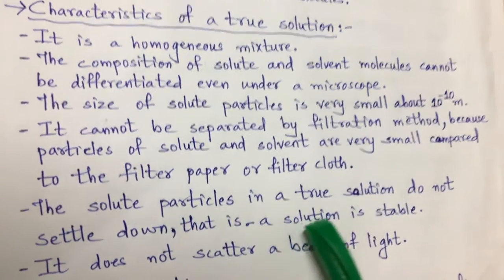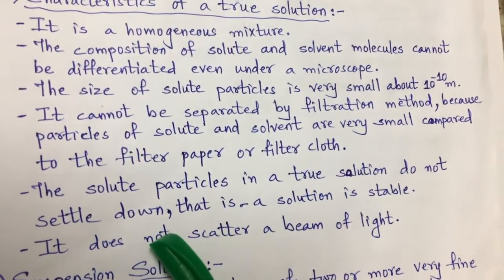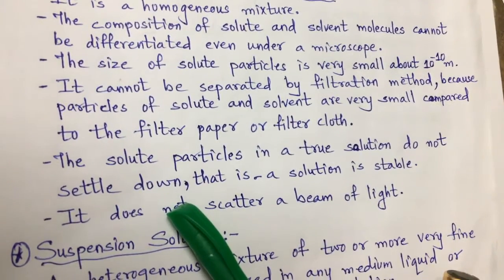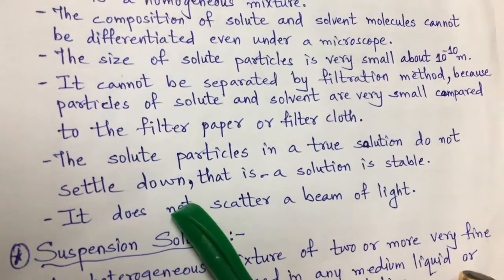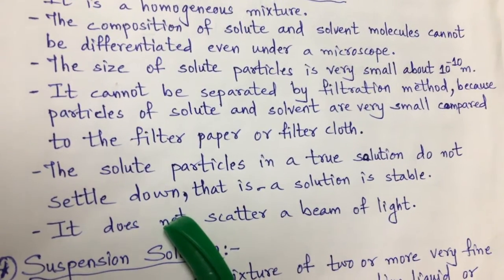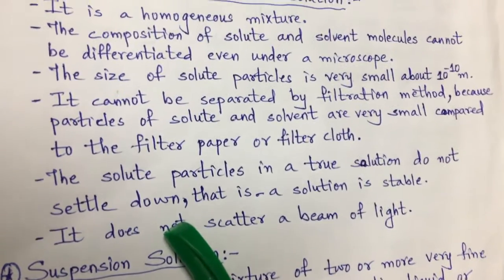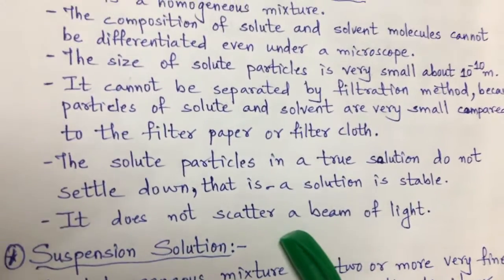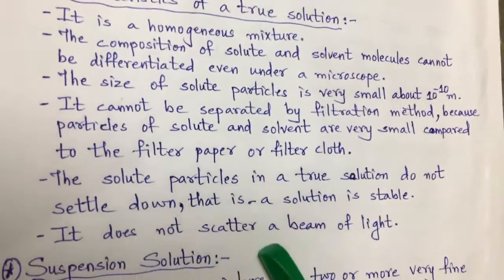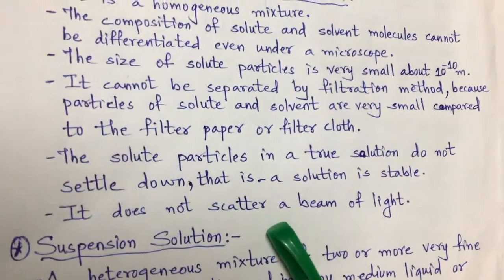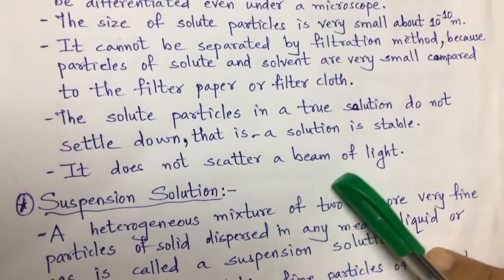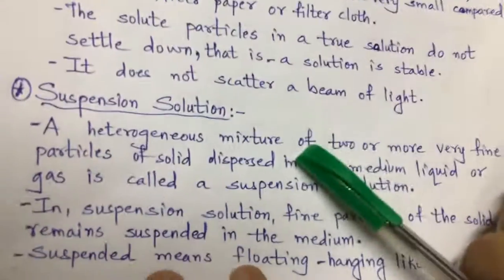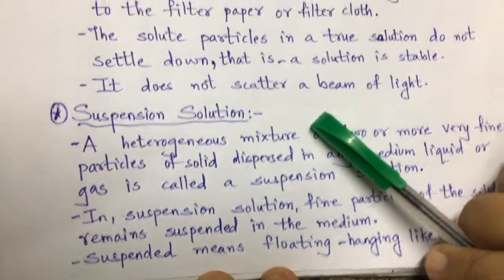The solute particles in a true solution do not settle down. Once you prepare the solution, stir the solid which we have added, and if it is a true solution, then those solute particles will not settle down. That is, the solution is stable. And if you allow a beam of light to pass through that solution, it will not scatter the beam of light. This is about the true solution. On this basis, you will have to perform the activity.